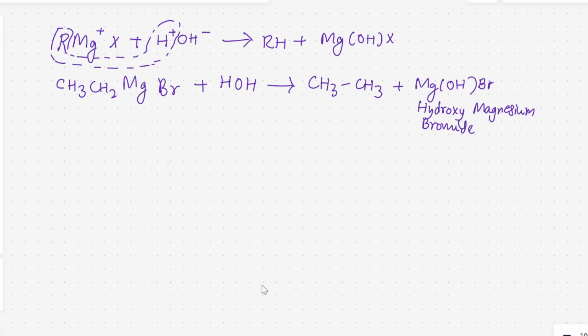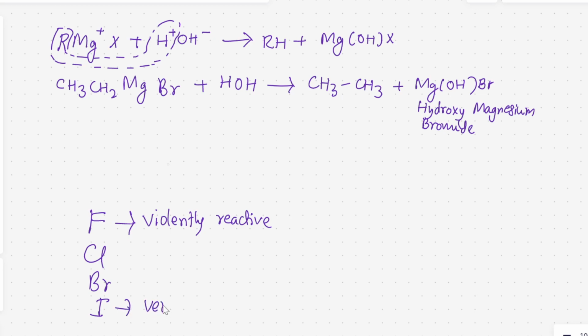And it is crucial to note that the halides are fluorine, chlorine, bromine, iodine. Writing this again, fluorine is very violently reactive, and oftentimes iodine is very slowly reactive. But it's always safe to choose bromine, it's just that sweet spot.